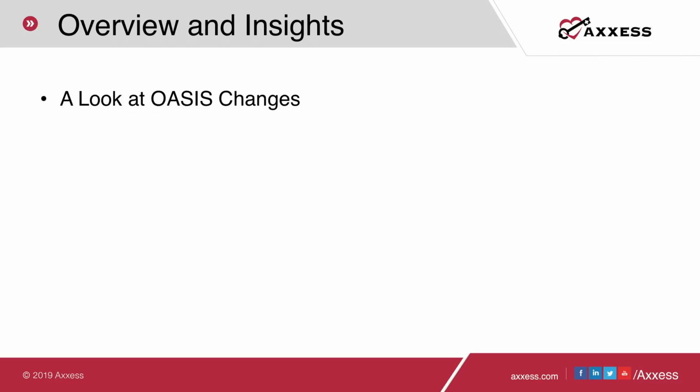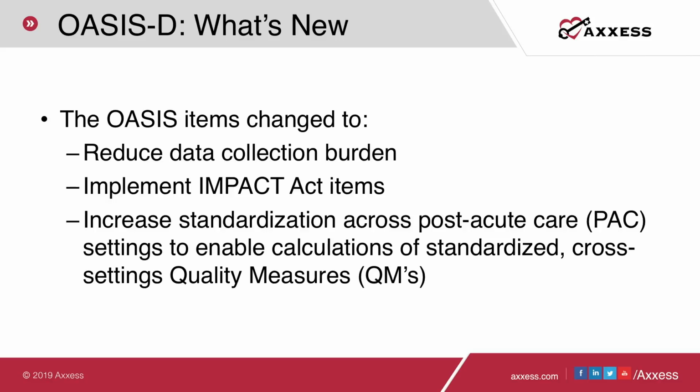All right, so let's look at the Oasis changes here. In Oasis D, what's new? Well, first of all, the Oasis items changed in order to reduce data collection burden, to implement those Impact Act items that we will see when we get into the GG and J items, and then to increase standardization across post-acute care settings to enable calculations of standardized cross-setting quality measures.